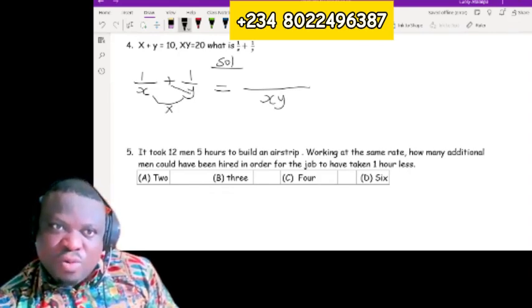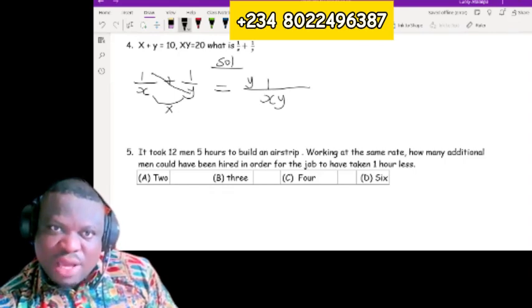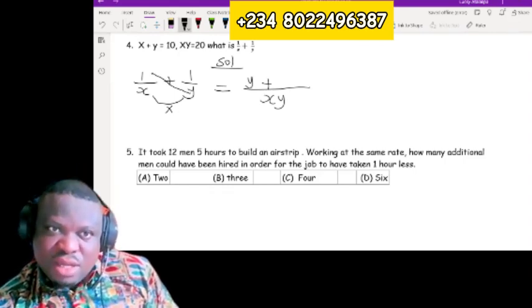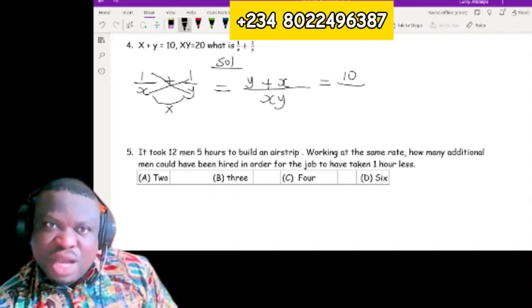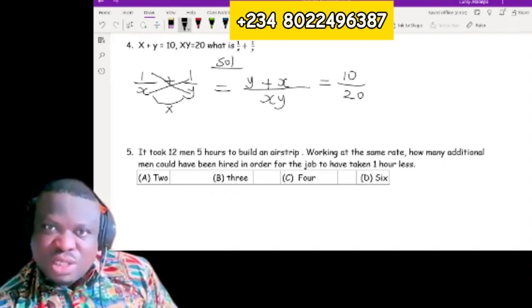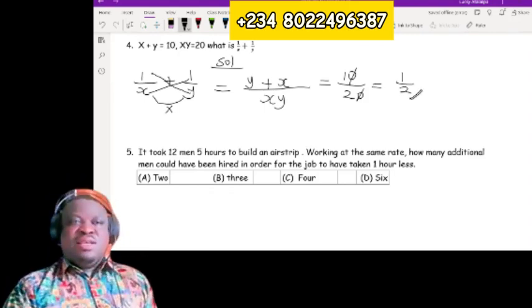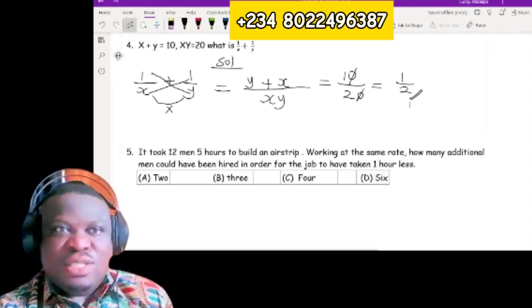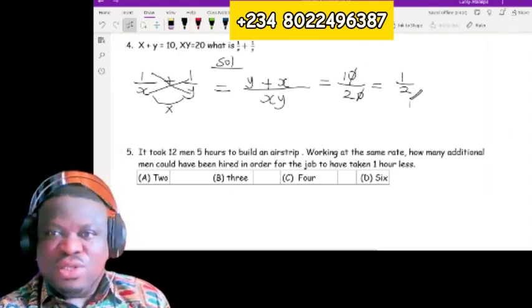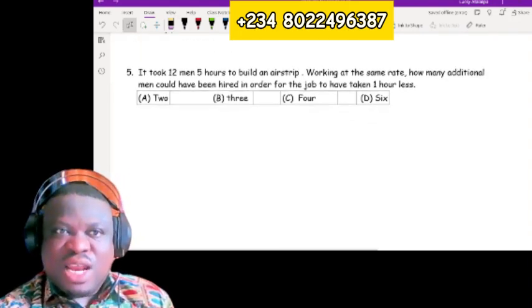Then just say y times 1, that gives us y. Then x times 1 gives us x. So y plus x is the same thing as x plus y, and we're told that that's 10. And xy is given to us as 20. By the time 0 cancels 0, your answer is 1 upon 2. That is the answer. Wow. You can see how easy it is. So let's look at the last question for this class.